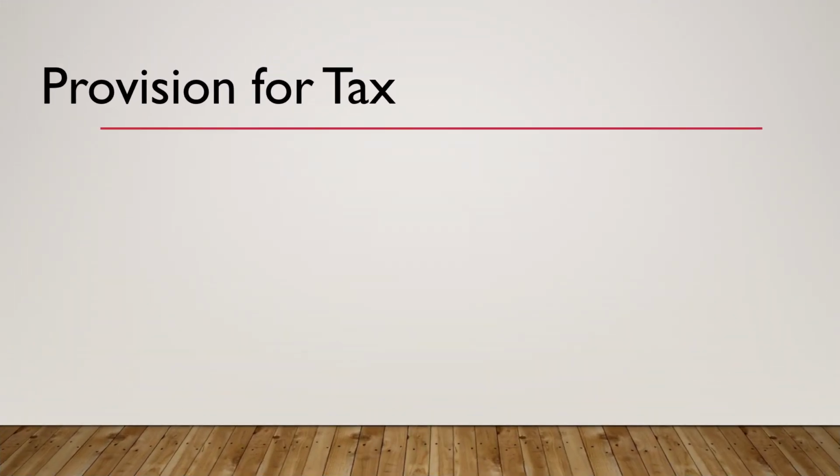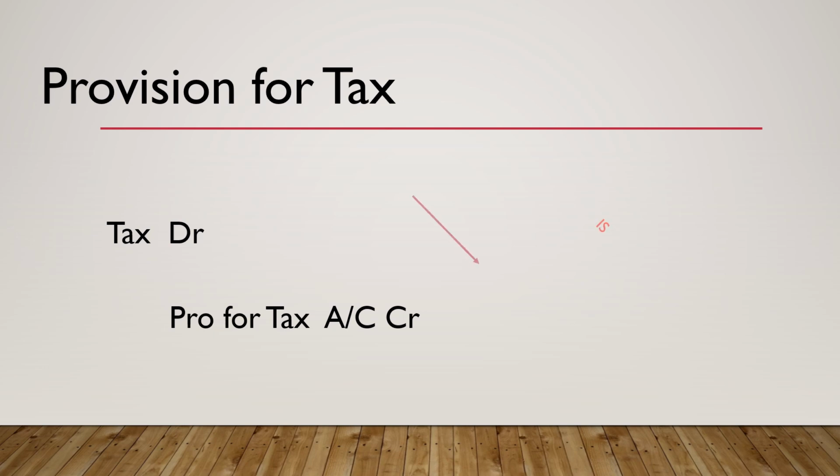When there is a provision for tax, that particular tax expense should be debited to the tax account and credited to the provision for tax account. The tax expense is transferred to the income statement, and the provision is shown under current liabilities in the statement of financial position.